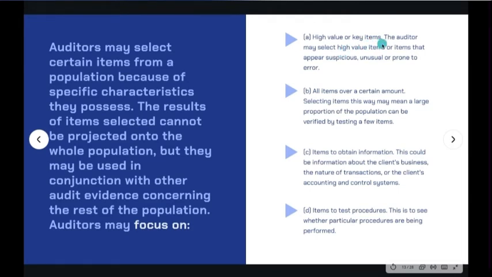The auditor may select high value items or items that appear suspicious, unusual, or prone to error. The second one is all items of a certain amount. Selecting items this way may mean a large proportion of the population can be verified by testing a few items. The third one is items to obtain information. This could be information about the client's business, the nature of transactions, or the client's accounting and control systems. And the last one is items to test procedures. This is to say whether the particular procedures are being performed.